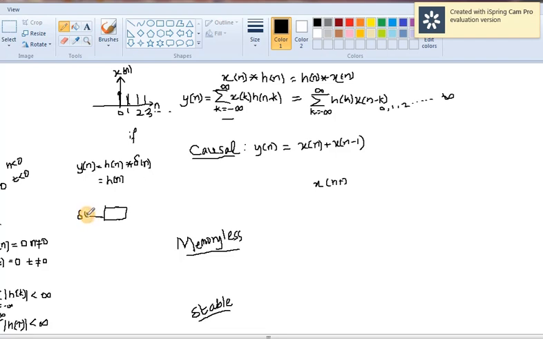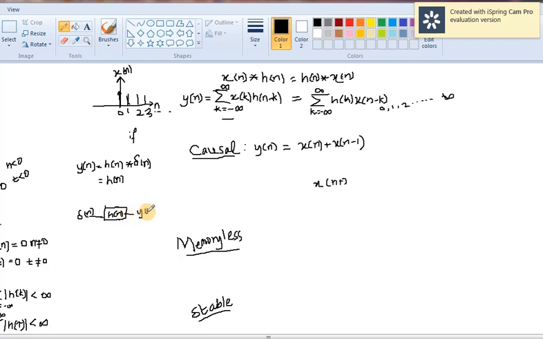del of n. When del of n is applied to our system, which has its transfer function as h of n, or it could be h of t. Let's learn it with respect to one domain, discrete or continuous. So if h of n is my system transfer function and del of n is the input to my system, then whatever response I get, I represent it as y of n.